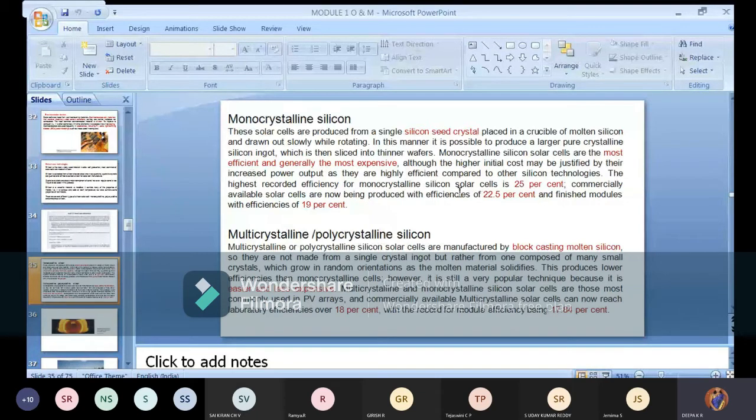At the same time, you can write production being with efficiency of 22.5%, and the complete model working in live condition, it is 19%. Write down these points.